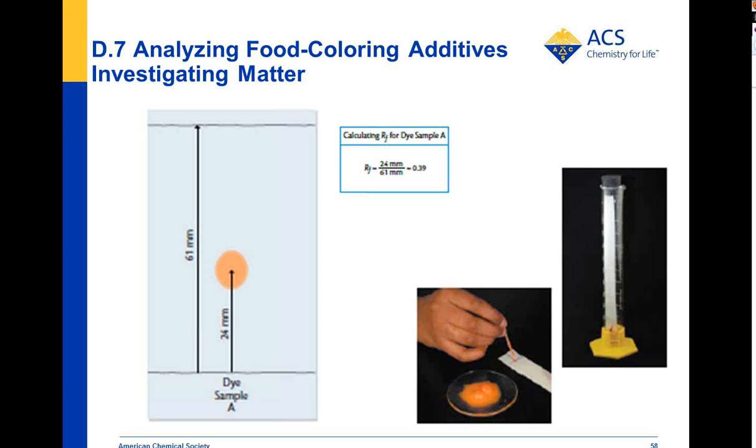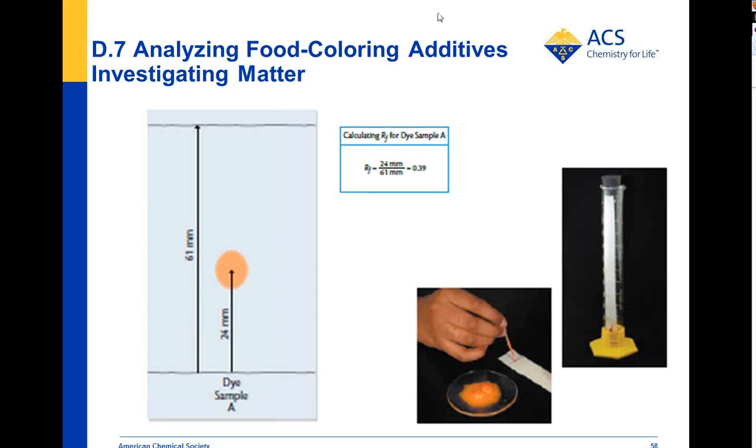As you see, they've measured to the center of the dye sample, and that's the numerator in the box. And then the length that the solvent goes is your denominator, so your RF value is a decimal. The picture shows the material that's being put onto the dye sample being on a watch glass.